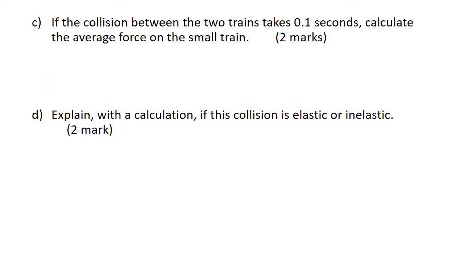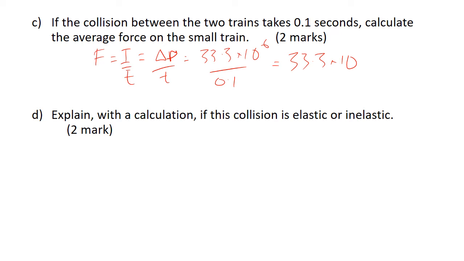Okay, now working out the average force. Now all we've got to remember is that force is impulse over time, which is the same as the change in momentum over time. And so we've got 33.3 times 10 to the power of 6 over 0.1, or whatever time value you get. And we get 33.3 times 10 to the 7 newtons.